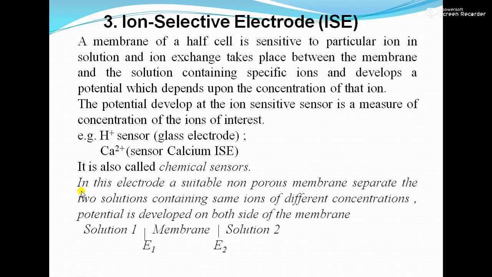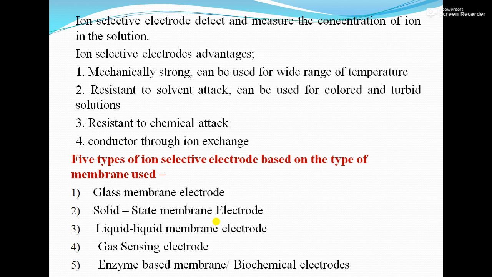So you can see the definition again. In this electrode, a suitable non-porous membrane separates the two solutions containing same ion of different concentration. Potential is developed on both sides of the membrane. So here the potential is going to be developed, and here. So this is ion selective electrode. So ion selective electrode detects and measures the concentration of the ion in the solution.